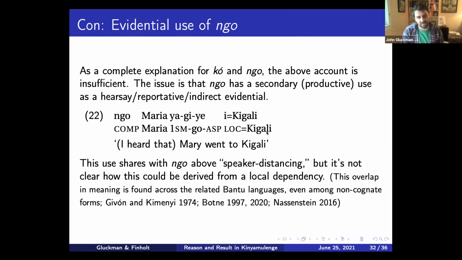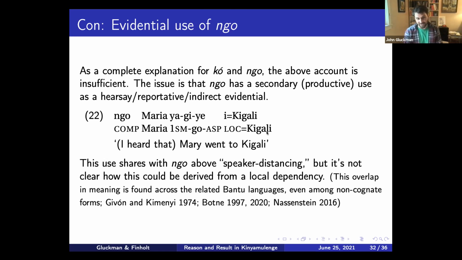Okay, and so we think there's one very difficult piece of data for us. I mean, there's a lot of difficult pieces of data for us, but there's one very, very difficult piece of data. And that is the fact that Go has a secondary, very productive use as a hearsay or reportative or indirect evidential. So in 22, it's absolutely fine to say something like Ngo Maria yagiye Kigali. So, Mary went, the asserted content here is Mary went to Kigali, and you get this inference of I heard. So if we learned anything from Natasha's talk yesterday, these are very, very complicated.